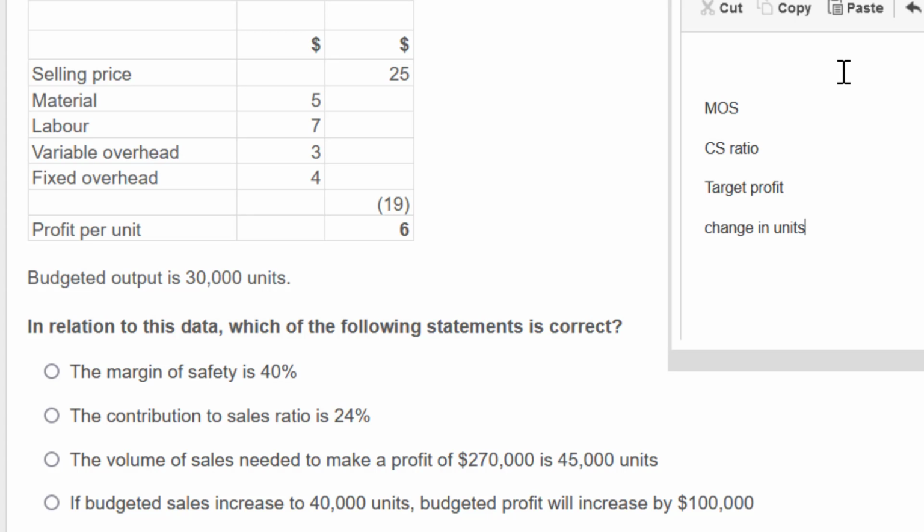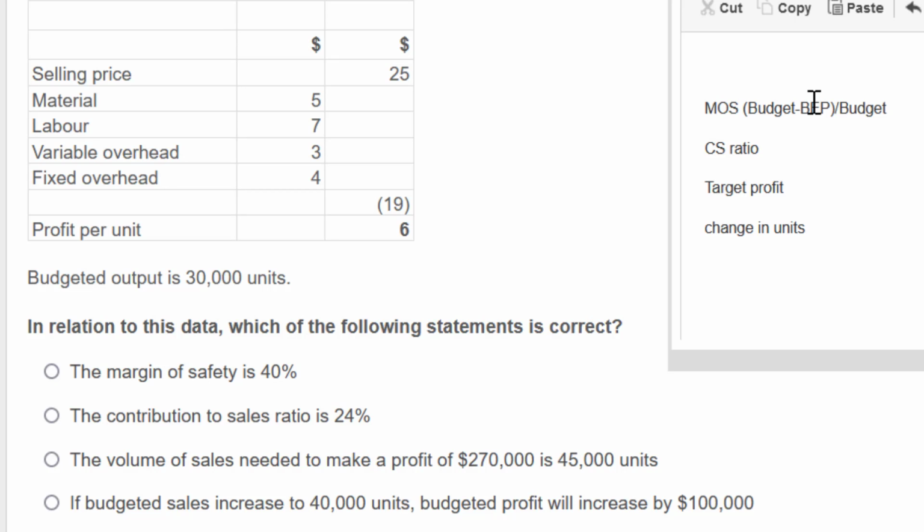Now that I know what I'm looking for, let me just write down the formulas. So a margin of safety in percentage terms will be the budgeted sales minus the break-even point divided by that budget, right? The drop in sales before we hit break-even. And I'll put some brackets there. Okay, that's the margin of safety calculation.